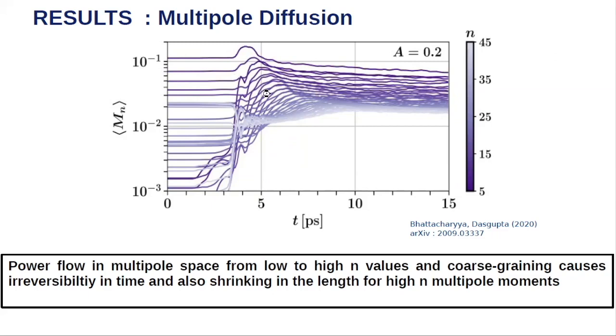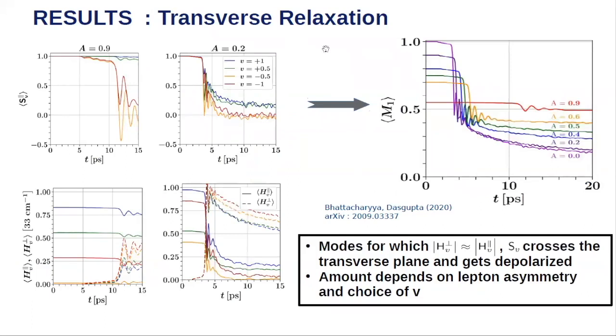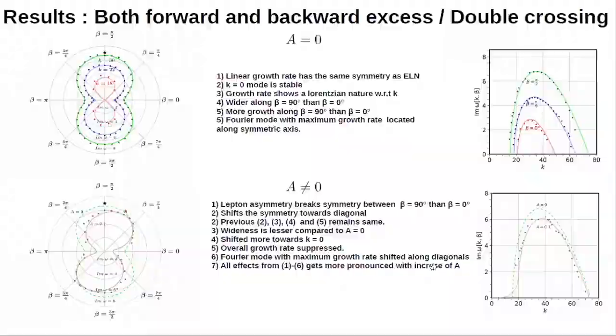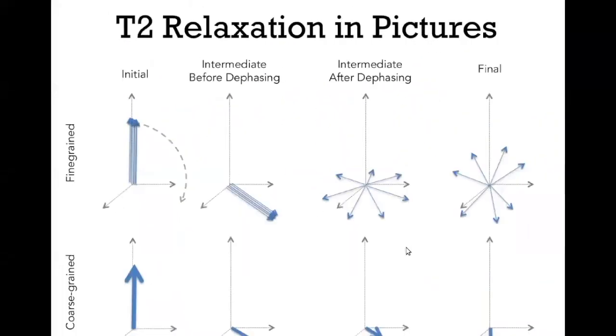Then we introduce another concept, known as transverse relaxation. What happens is that, due to this huge flow of power from low multipole moments to high multipole moments, here we have shown how the parallel and perpendicular components of the Hamiltonian behave as a function of time for different lepton asymmetry. Typically what we show is that for different velocity modes, to give a better pictorial representation, let's see. Okay, one minute.